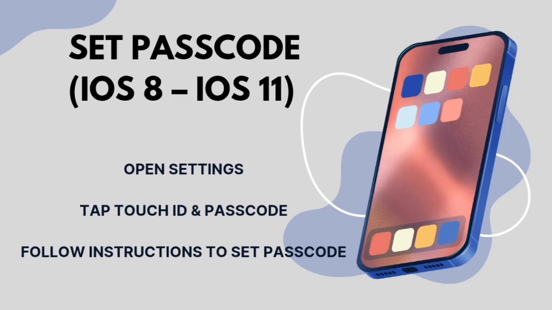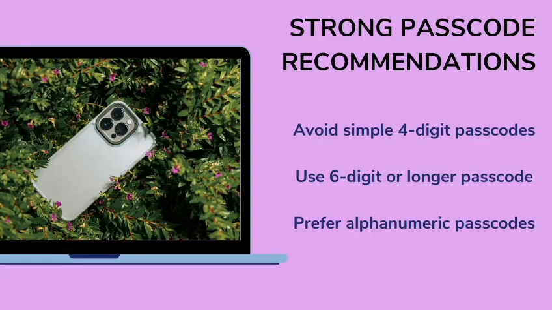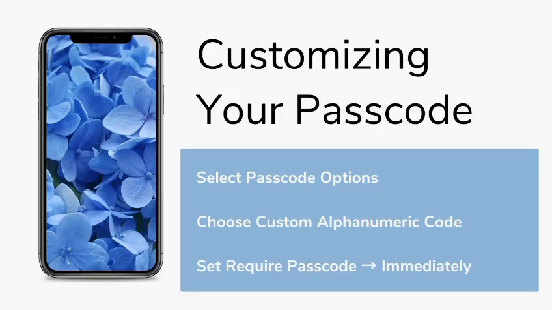From iOS 9 onward, Apple uses a 6-digit passcode by default. While numeric passcodes are convenient, we recommend alphanumeric codes. Letters, numbers, and symbols that are longer than 6 characters are much harder to crack. To create a custom code, tap Passcode Options and then Custom Alphanumeric Code, or change your existing code under Change Passcode, then Passcode Options. Also, make sure your passcode is required immediately to prevent unauthorized access.